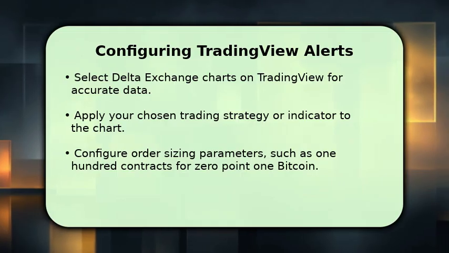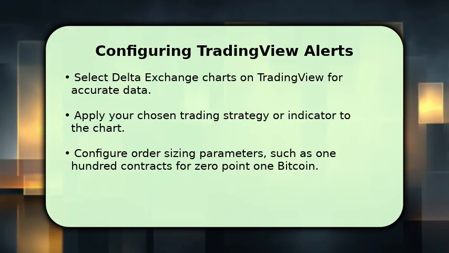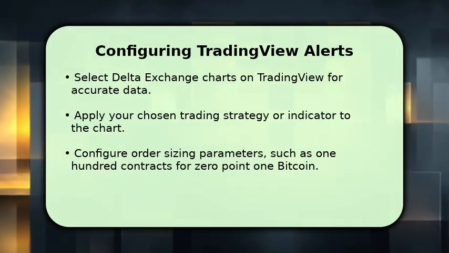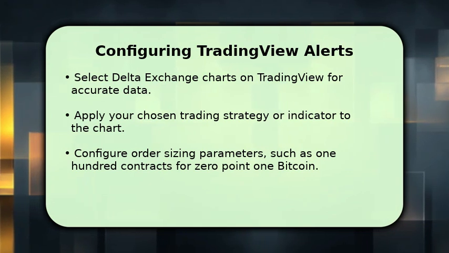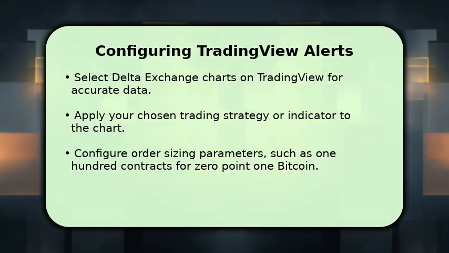Finally, create an alert for your strategy. In the Alerts notification settings, paste the webhook URL you copied from Delta Exchange and the specific message format. This setup ensures that when your alert triggers, a trade signal is sent directly to Delta Exchange.